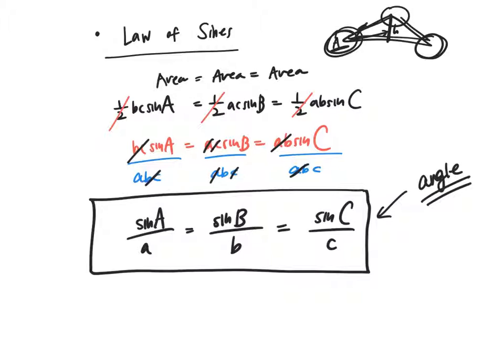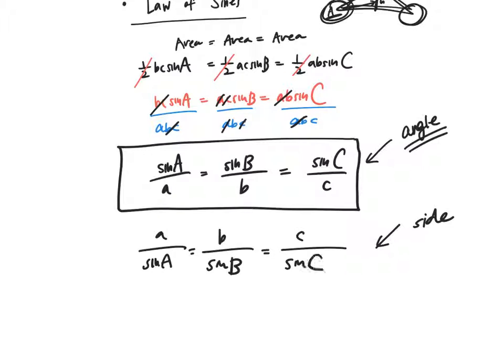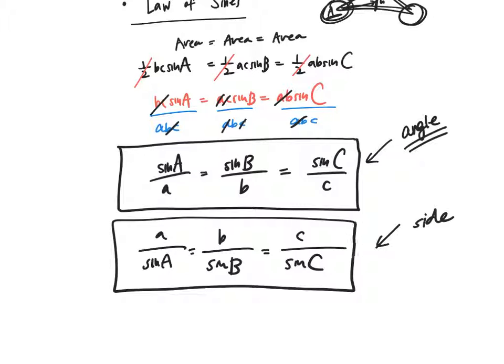If you're solving for a side length of a triangle, then you can use the reciprocal version: A over sine of angle A equals B over sine of angle B equals C over sine of angle C. Again, remember, lowercase letters represent side lengths and capital letters represent angle measures. Notice that the angle measures always have a sine in front of them.